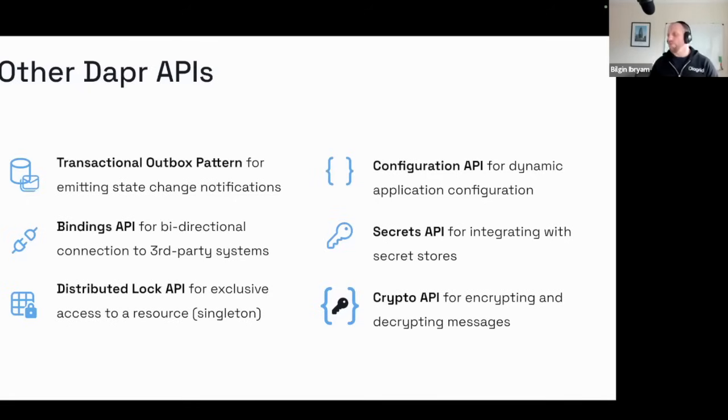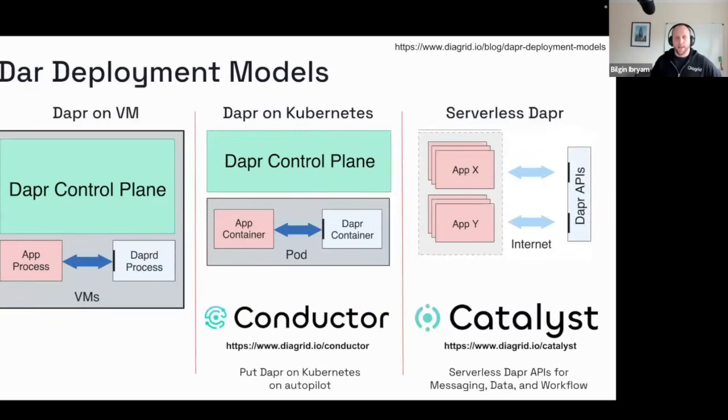Secret APIs for working with secrets, right? And the crypto API is not about cryptocurrencies, but about encrypting and decrypting your messages before processing them, right? These are the other Dapr APIs. And finally, I want to close with the different Dapr deployment models.